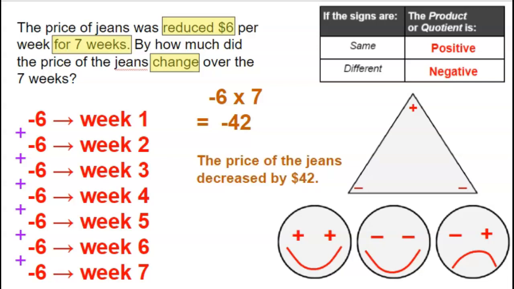The price of the jeans decreased by $42. Decreased takes the place of that negative sign. That means the same thing.